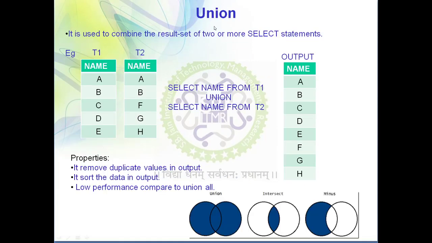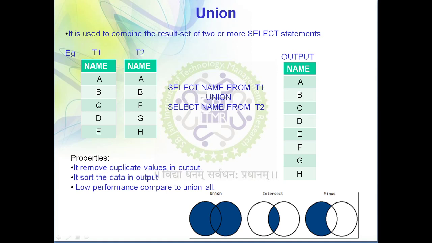So the first set operator is union. What is the use of union and when should you go for union? The union operator is used to return data which is present in the first table or in the second table or present in both the tables. At that time I am going to use the union operator. So let's take an example.